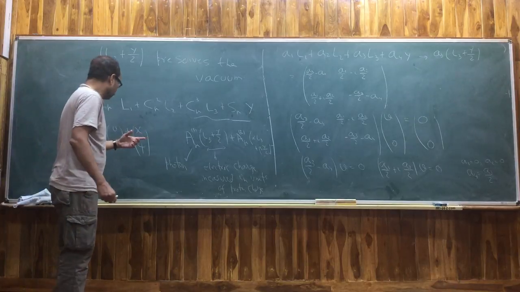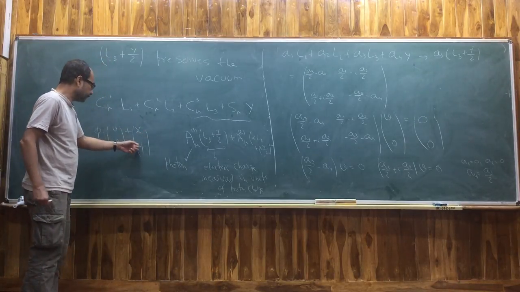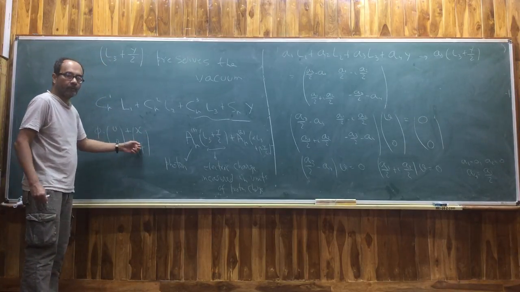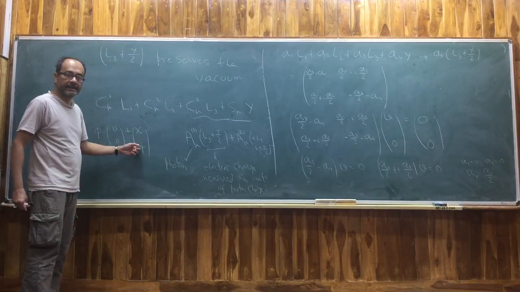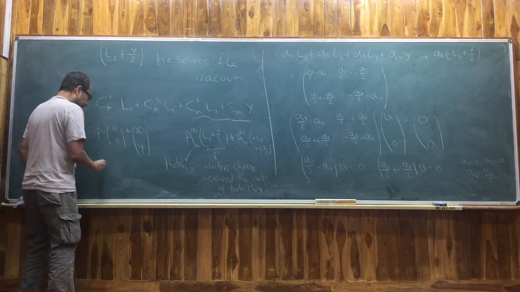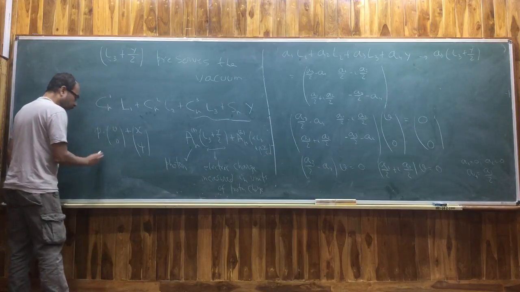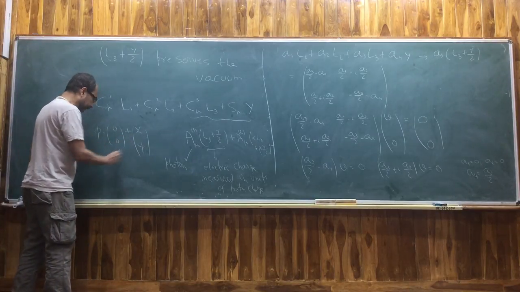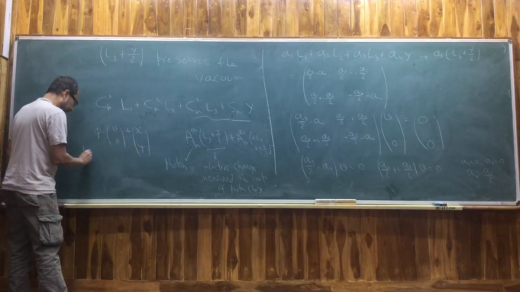But another way to do the counting is that if you look at this form, these are the fluctuating fields, chi and psi. Now from this we can calculate the charges that these various things carry, the L3 plus Y by 2 charges.